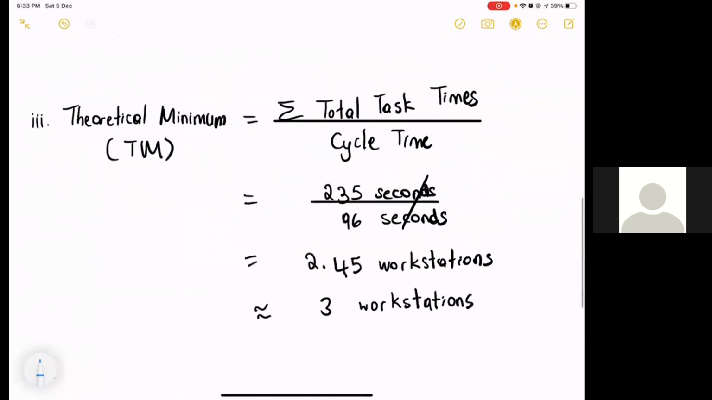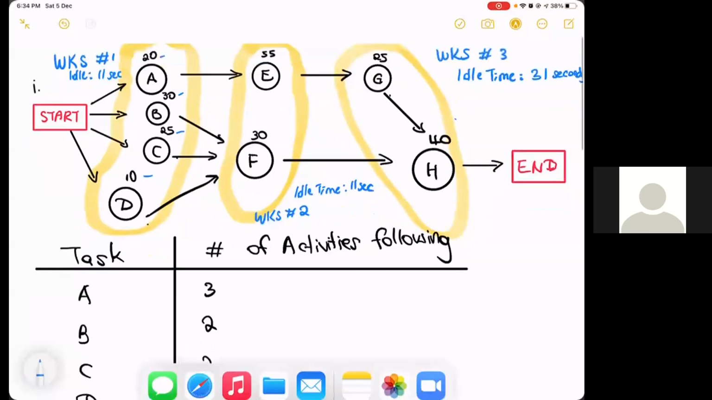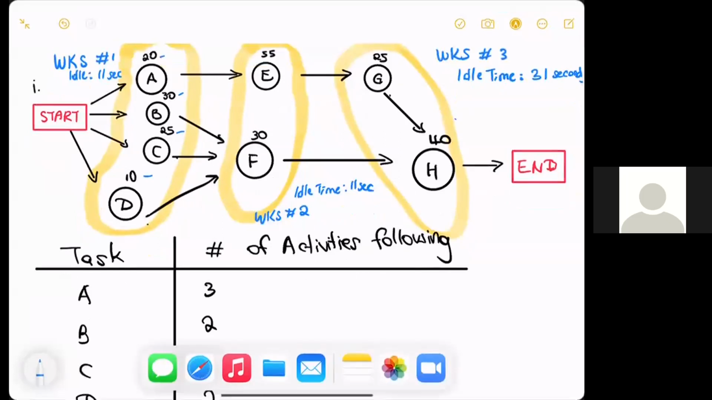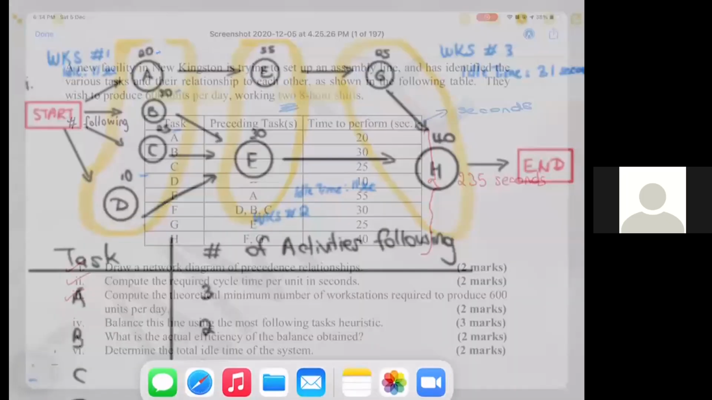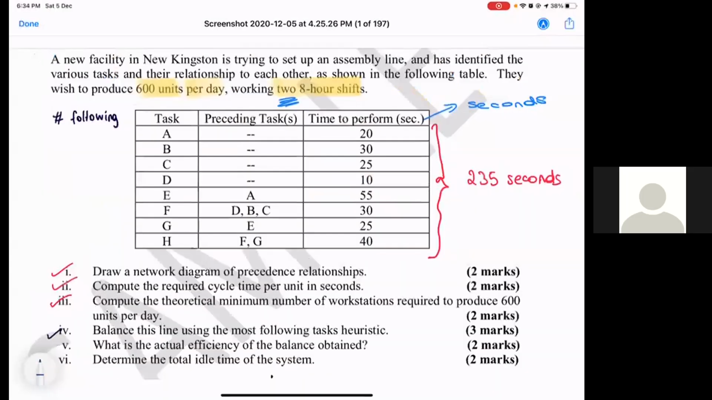I'm not sure how the online exam goes, but back in the days when we used to do stuff face to face and have paper and things, we would have just drawn this on the same diagram. We wouldn't have reproduced the diagram, because that takes time. Yeah. So that was the answer to part 4. Okay, and then now we have part 5. Part 5 is asking of us to calculate the actual efficiency of the balance obtained.